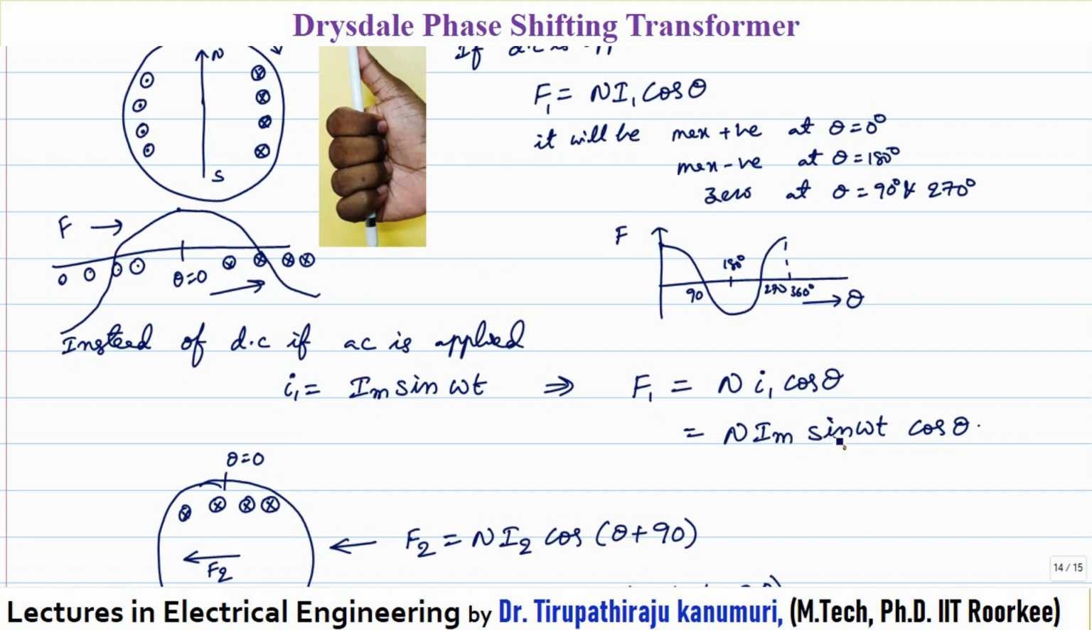It is I maximum sin omega t. So your overall MMF will become equal to N into I maximum sin omega t into cos theta. That means if you are taking at any particular instant of theta, or at any particular location, cos theta, the magnitude of this F is not constant. It will vary sinusoidally with respect to time. This is the equation we got.